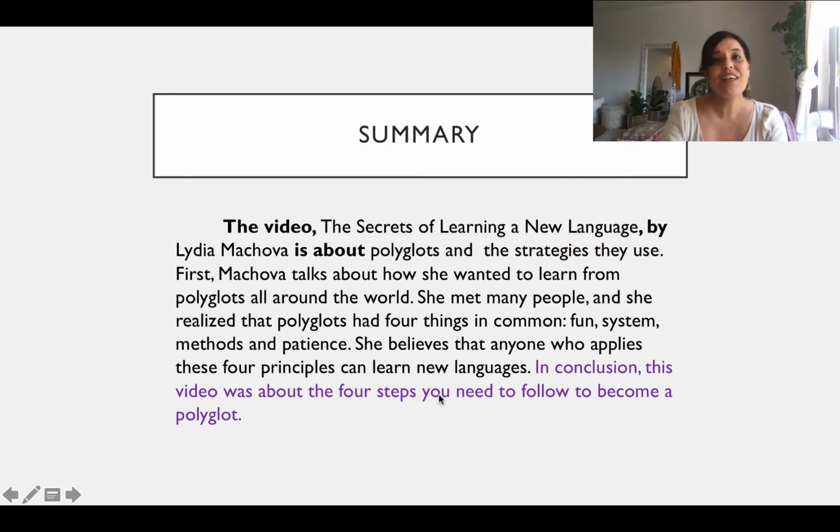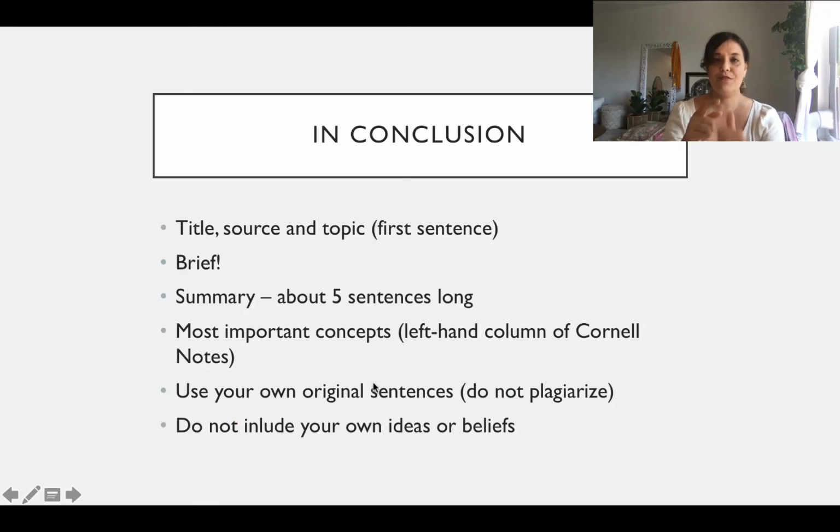Great. So in conclusion, when you're writing a summary for your Cornell Notes, make sure that your first sentence is indented and it contains the title, the source, and the topic. Your summary should be brief. Even though this was a 10-minute video, my summary is only about 5 sentences long. It could be a little bit more, it could be a little bit less, but it should definitely be brief.